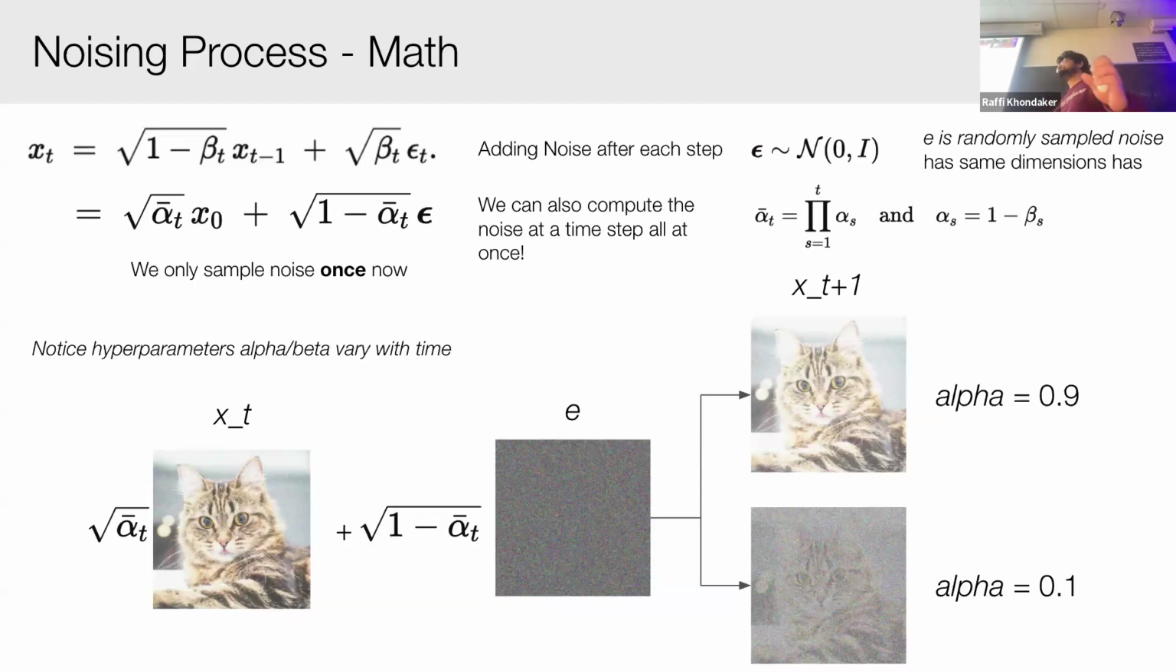Again, keep in mind we're working with percentages, right? So we might take away 90% of the image and add 10% noise, right? That kind of percentage thinking just helps the math be a lot cleaner.